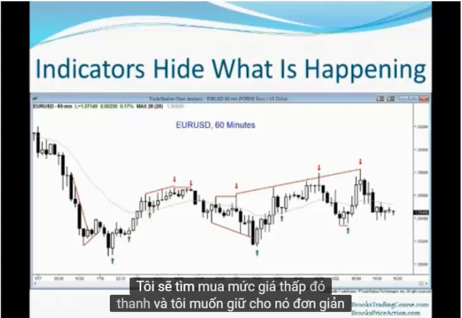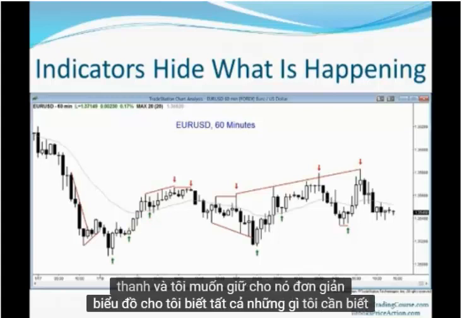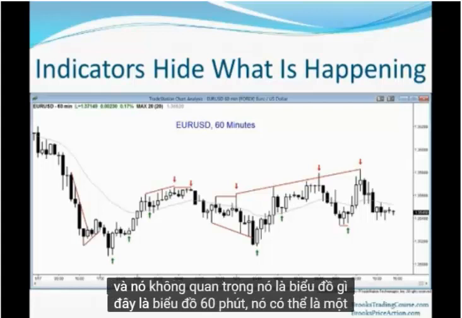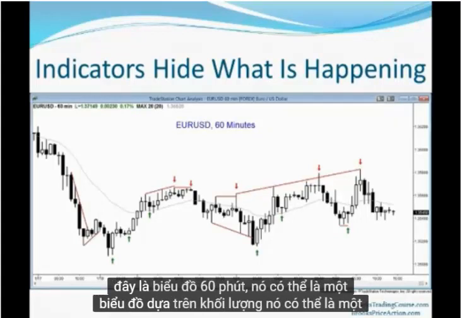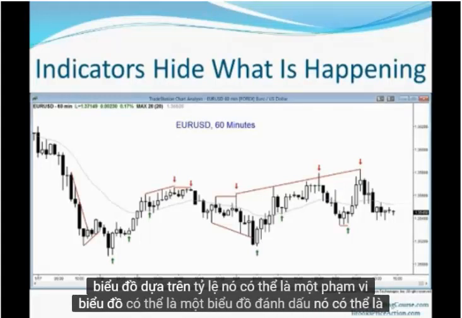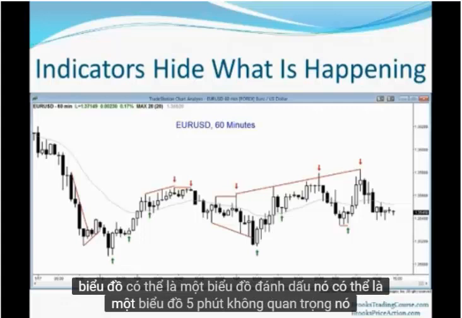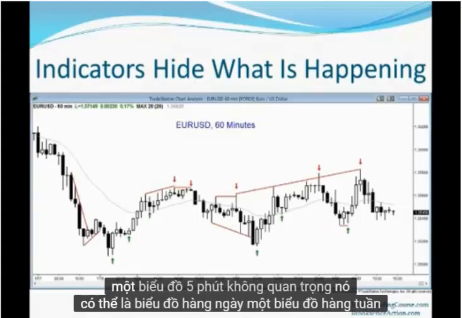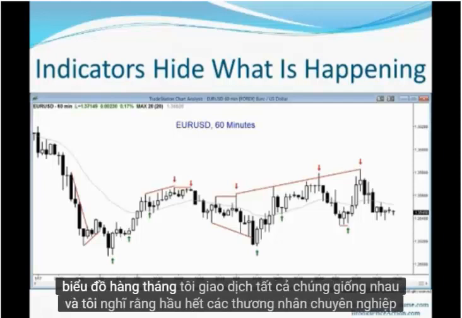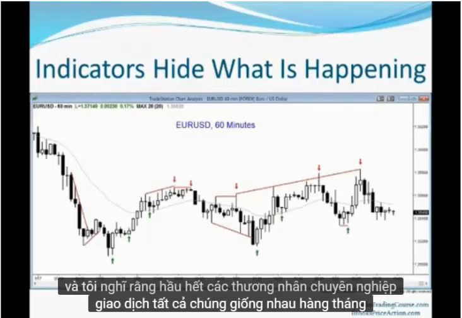And I want to keep it simple. The chart tells me all that I need to know, and it doesn't matter what chart it is. This is a 60-minute chart. It could be a chart based on volume, it could be a range chart, it could be a tick chart, it could be a 5-minute chart, does not matter. It could be a daily chart, a weekly chart, a monthly chart. I trade them all the same, and I think most professional traders trade them all the same as well.